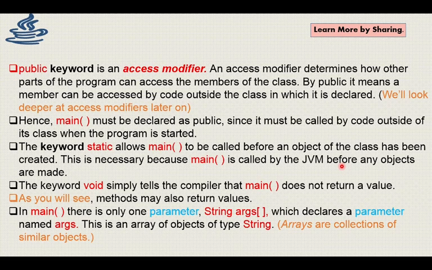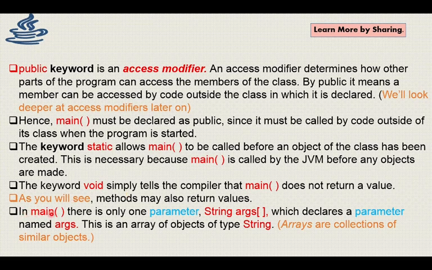All right. So we look at the void keyword. Simply, it tells the compiler that the main method does not return a value. So there are methods that return values and methods that cannot return values. So we'll look at that later on. So you see that a method can actually return a value, right? So that's the void keyword. It means the main method does not return a value.